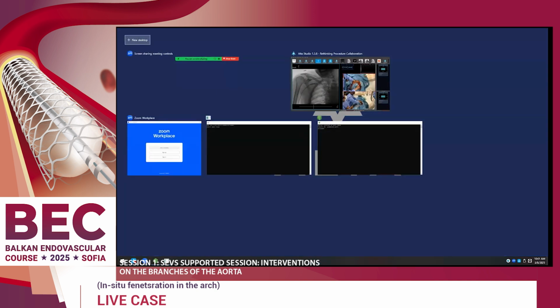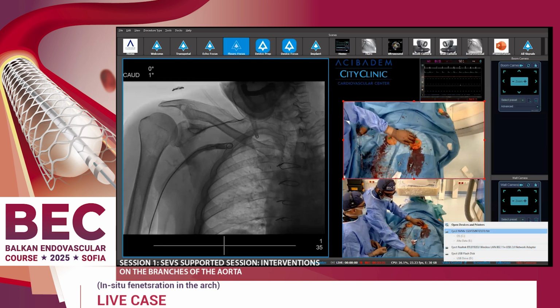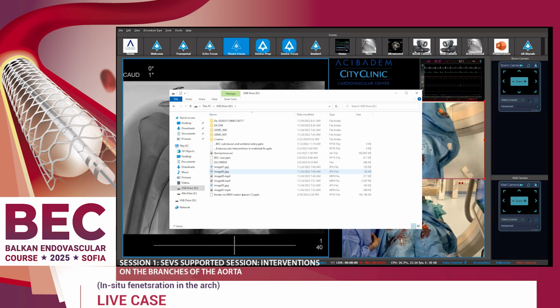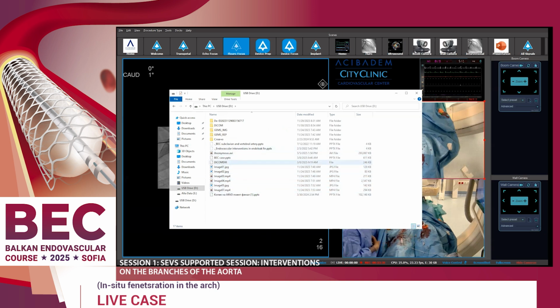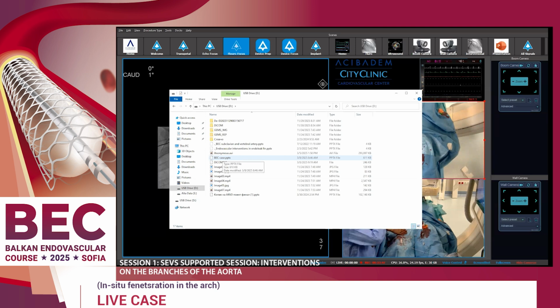This is the injection of contrast into the axillar artery, provided by the right radial approach. The right radial approach is used to position a pigtail into the axillar artery, in order to have an anatomical landmark for the puncture of the axillar artery. You see the puncture and also the wire crossing by the axillar artery.